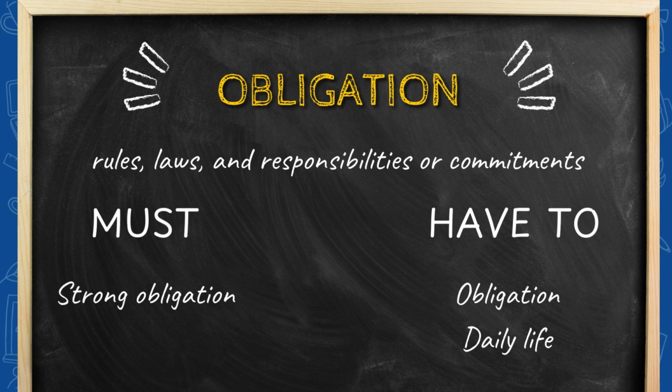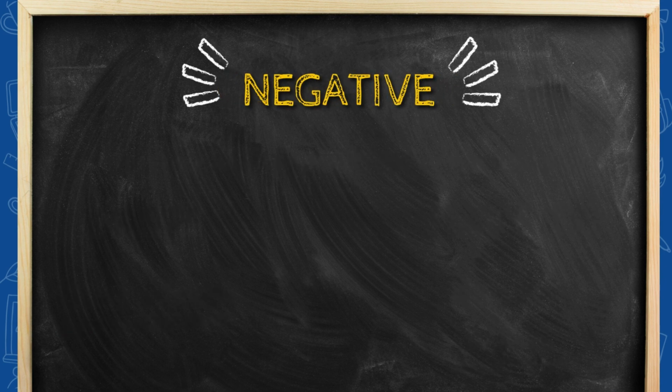The key difference is that must is used when we are expressing a strong obligation or law, whereas have to is used to express necessary actions in daily life. Watch out for the negative forms.